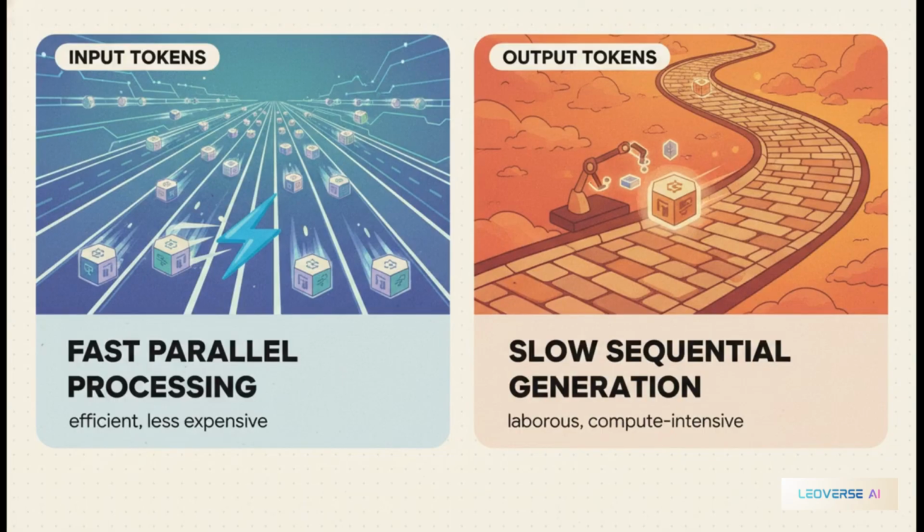It all comes down to how much work the computer has to do. Your prompt, the input, gets processed all at once, in parallel. It's super fast, super efficient. But the output, that has to be generated one token at a time. It's a sequential process. And for every single new token it writes, it has to consider everything it's already written. That's what makes it so incredibly demanding and, you guessed it, so expensive.